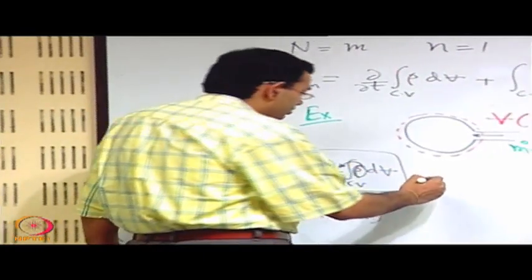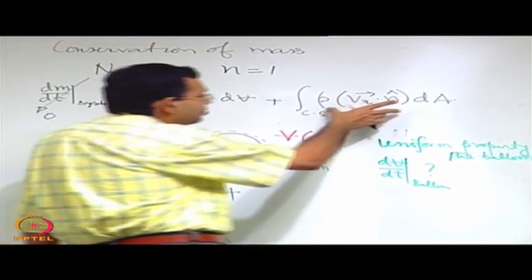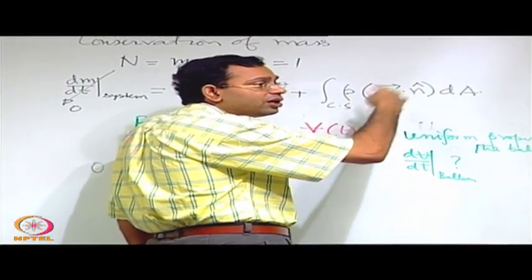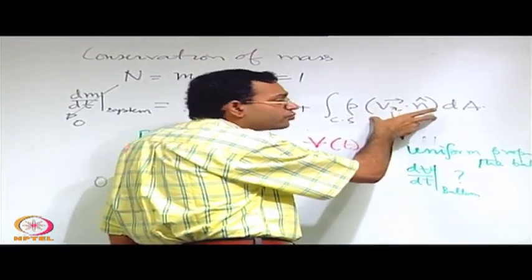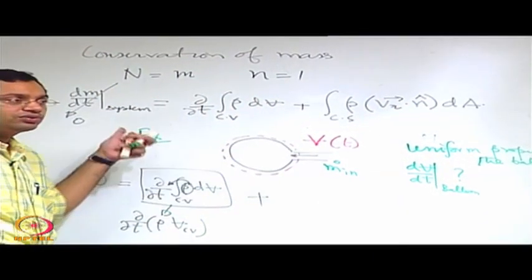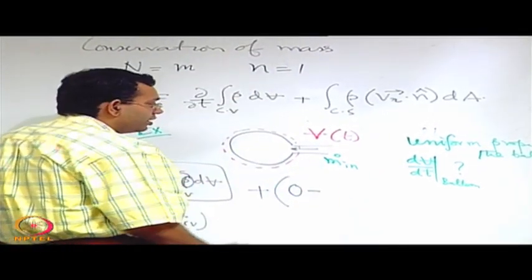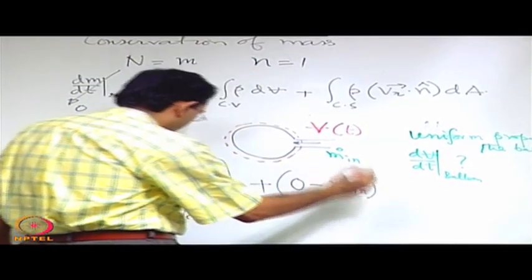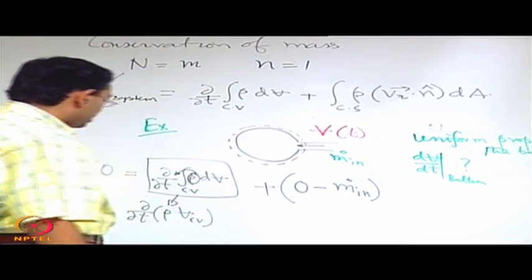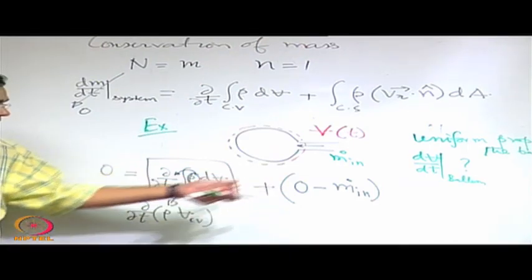And what is the remaining term? Plus. What does it represent? It is the net rate of flow of what? Here the quantity is mass. So it is the net rate of outflow minus inflow of mass. Outflow is 0, there is nothing coming out, and what is coming in? Inflow is m dot in. So you have the differential equation relating the volume, density and m dot in this way.